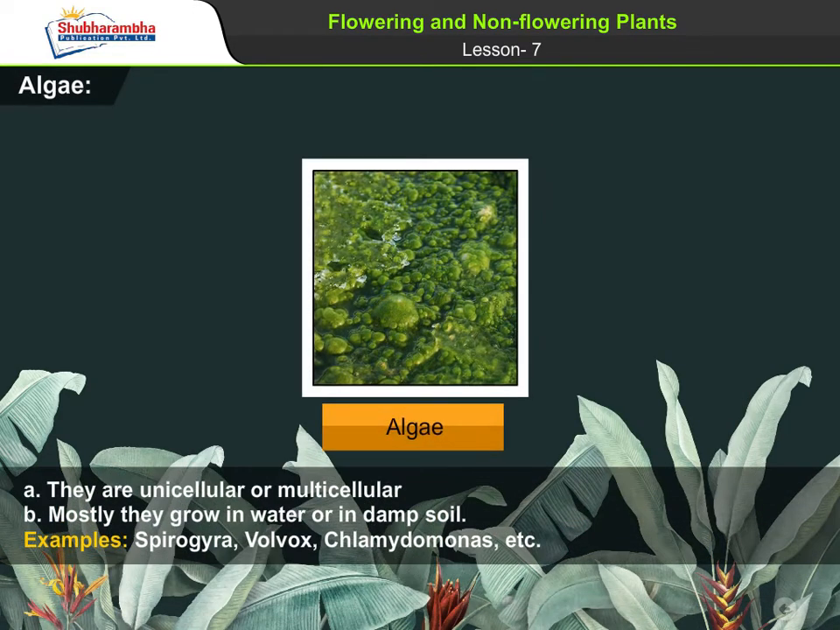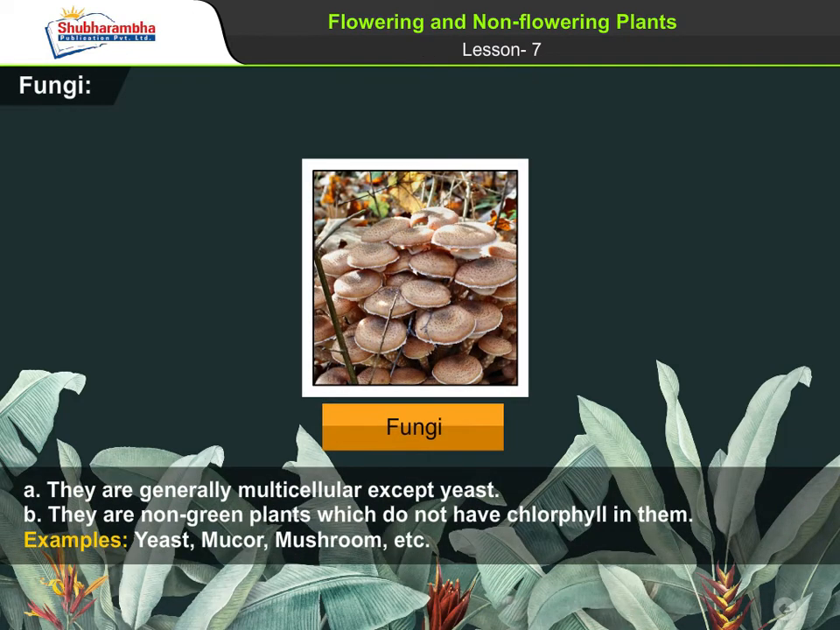1. Algae. A. They are unicellular or multicellular. B. Mostly they grow in water or in damp soil. Examples: Spirogyra, Volvox, Chlamydomonas, etc. 2. Fungi. A. They are generally multicellular except yeast. B. They are non-green plants which do not have chlorophyll in them. Examples: yeast, mucor, mushroom, etc.